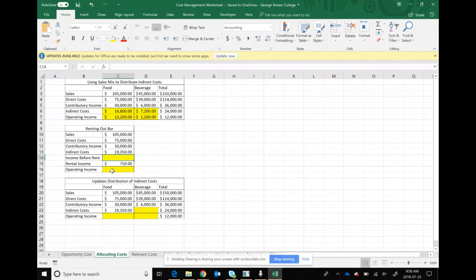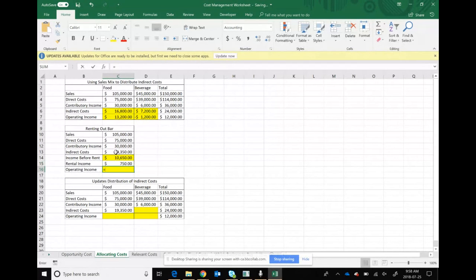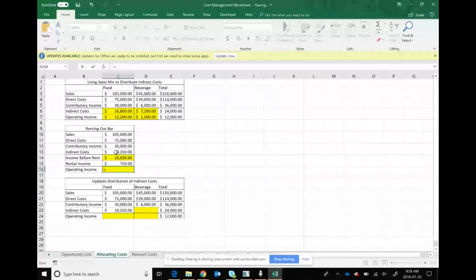So if we take our income, subtract our indirect costs, we get an income before rental income of $10,650. Now, if we add the rental income, because we're charging rent and we're receiving rent, we get, where's the plus button?